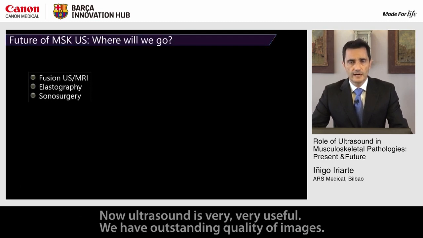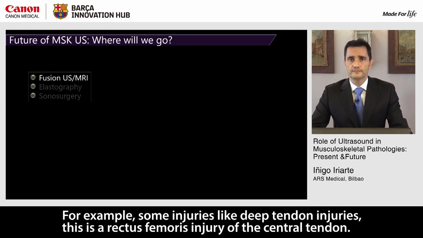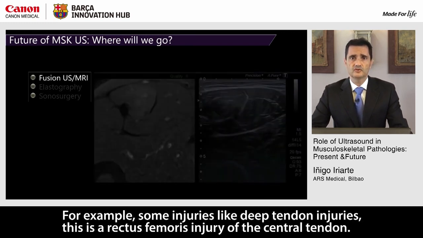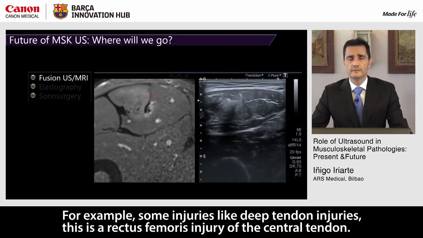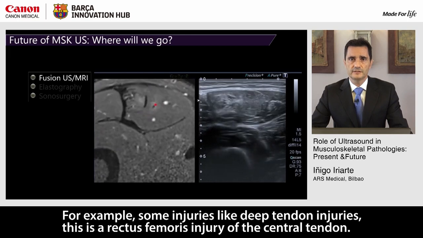So now ultrasound is very useful. We have a good quality of image, outstanding quality of images, but where will we go? There are still some issues with ultrasound. For example, some injuries like deep tendon injuries. This is the rectus femoris injury of the central tendon.